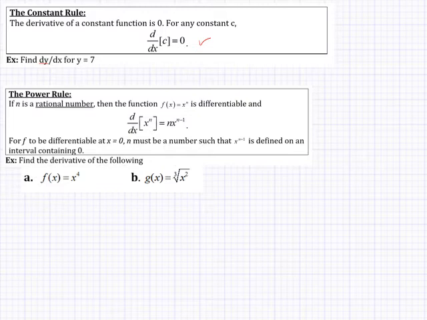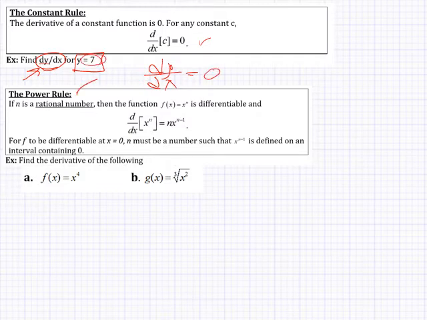Don't forget, these rules don't just come out of thin air. These rules are all proved by using the limit definition, and hopefully you saw the proof of these rules in Calculus 1. But anyway, if we have y equals 7, and I want to find the derivative of y with respect to x, you should understand this is Leibniz notation for derivative, dy dx, the derivative of y with respect to x. That derivative would be 0 because this is a constant function.